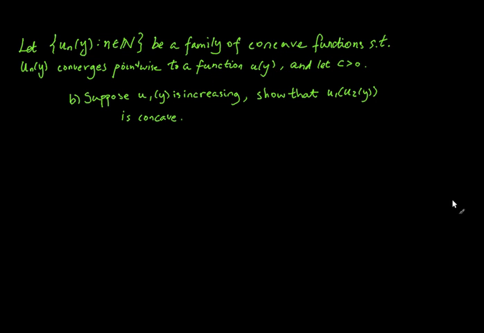So welcome back. Now we will continue to part B of exercise 1, where we now suppose that u1 is an increasing function, and we want to show that u1 of u2 is a concave function. So what do we know about u1 and u2? Well, about u1 we know that it is increasing, and apart from that we also know that it is concave by assumption.